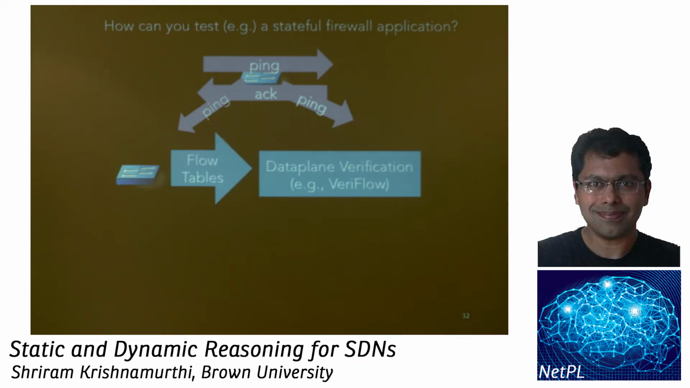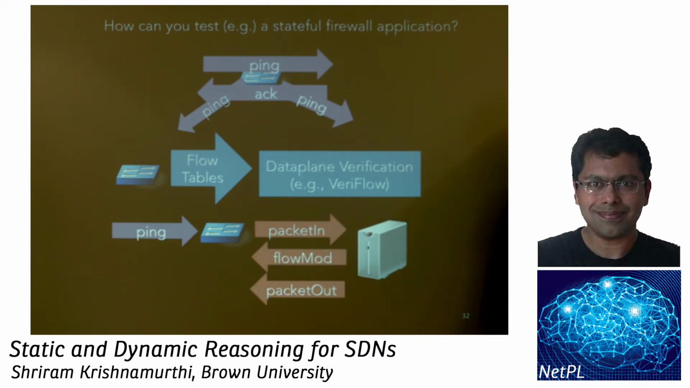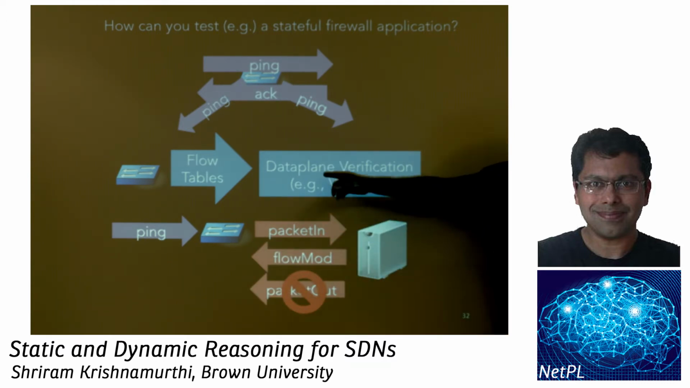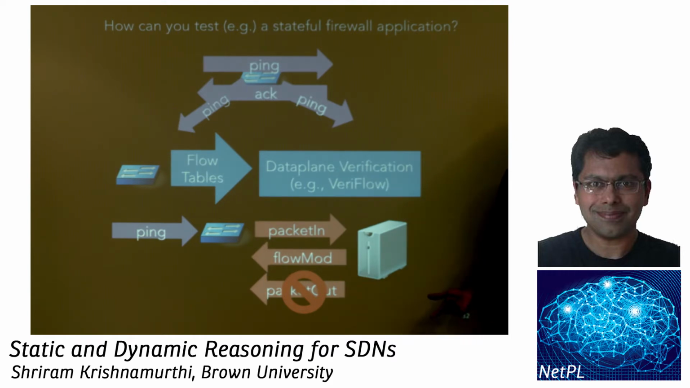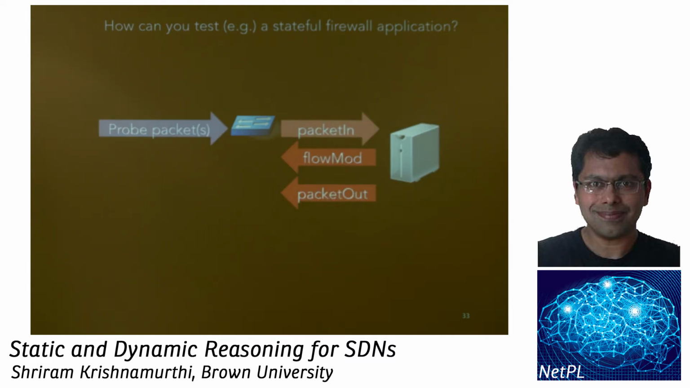All right. Well, next thing we can do is data plane verification. You take your flow logs and send them off to Veriflow, which, by the way, I'm not mocking, is a wonderful tool. So that's great. Let's say you send a ping and there's a packet in, and this thing maybe sends both a packet out and a flow mod. The flow mod is going to be captured in the flow table. The packet out is not captured in the flow table. So that's not quite going to do it either. You can send probe packets and check for every single thing that comes back from the controller. Does it send a flow mod?